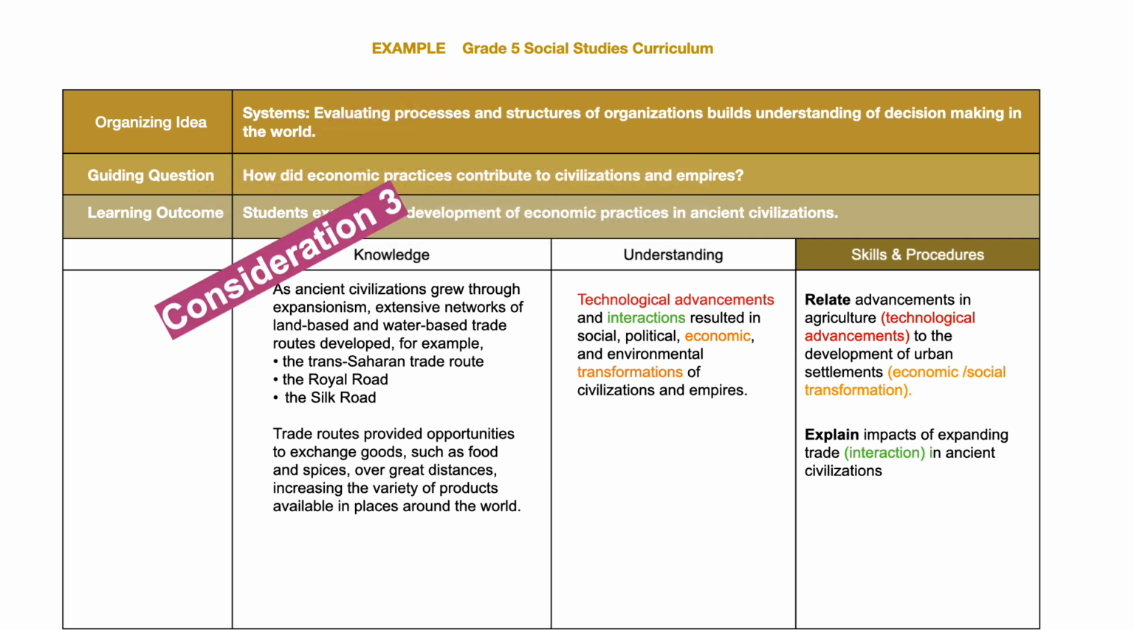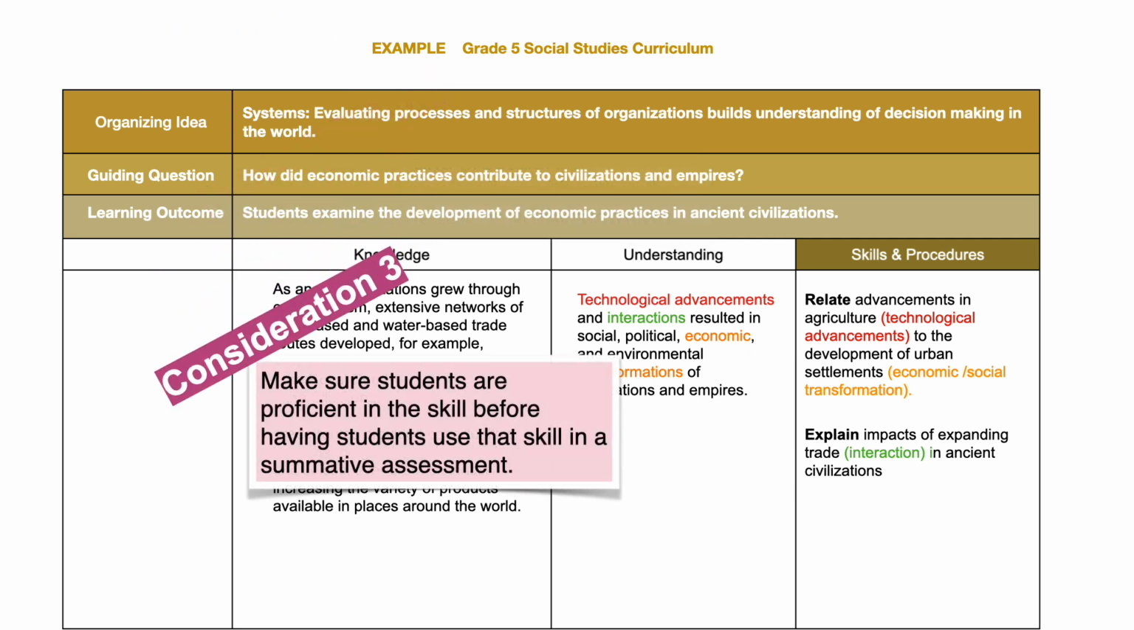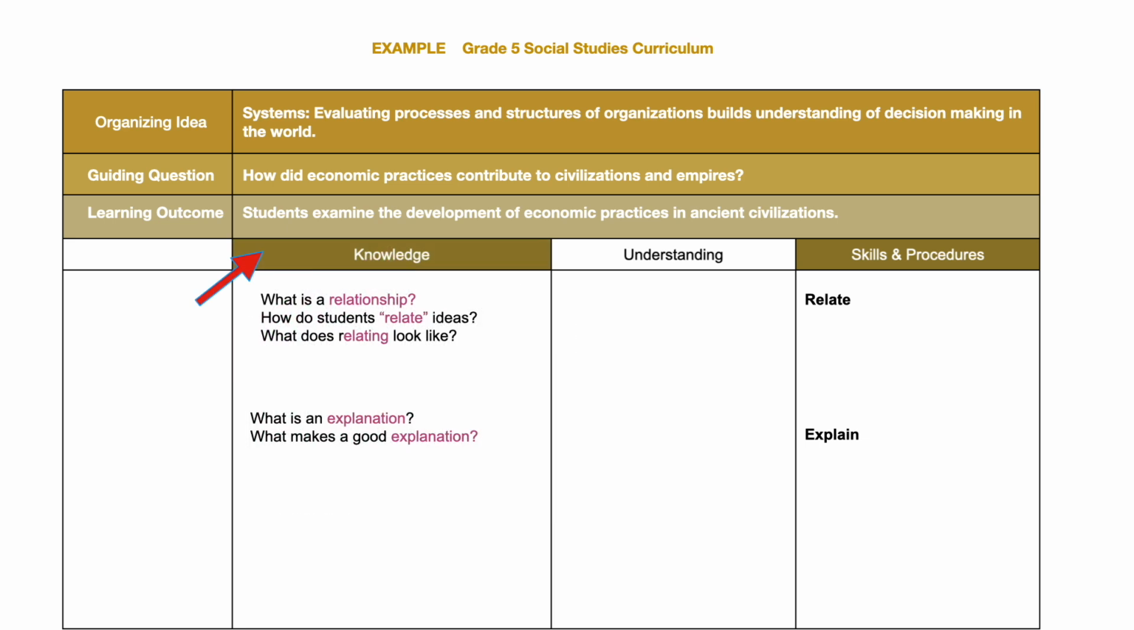the knowledge. A third consideration is to be certain that students are proficient in the skill before having students use that skill in a summative assessment. In this example, the specific skills are relate and explain. Before giving students that task, they need to know how to relate and what constitutes an effective explanation.